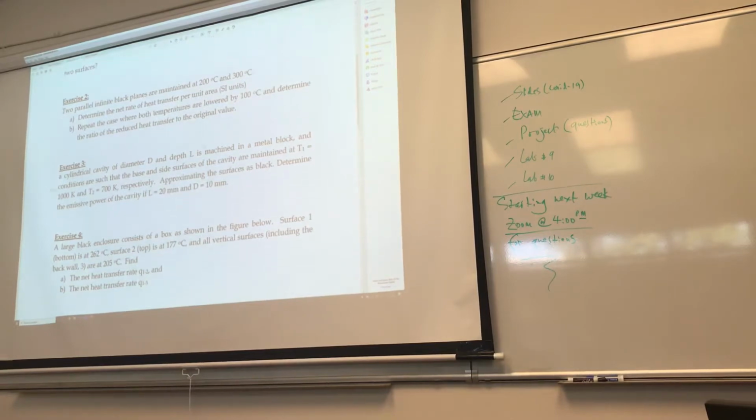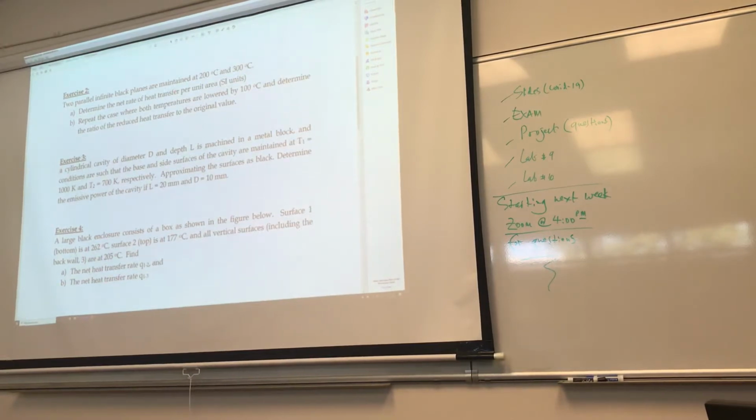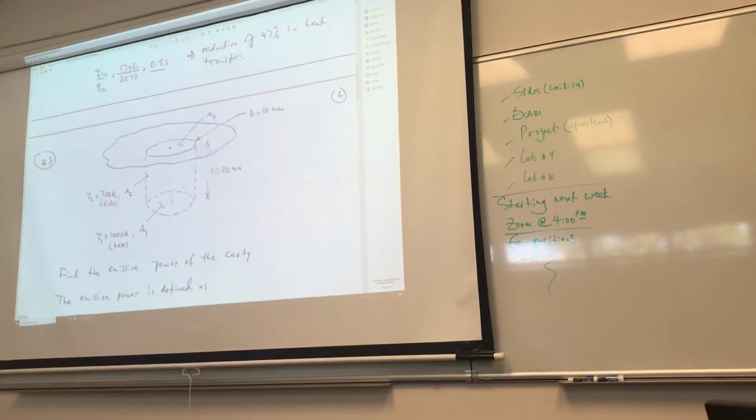So, again, with that thought in mind, this is my schematic in here. This is my cavity. This is the base, which is at a temperature of 1,000. This is the side, which is at a temperature of 700, with all the appropriate dimensions. And I'm trying to figure out how much is coming out. So the bottom surface, I call it A1. The circumferential area, I call it A2. And then the top area, I call it A3.